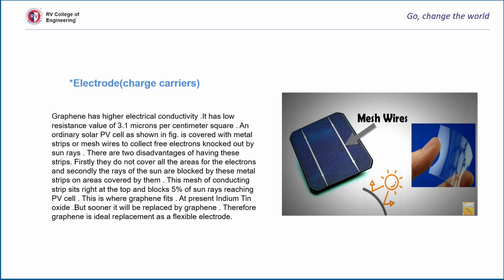At present, indium tin oxide is used in solar panels, but although this material is conductive and transparent, it is stiff and brittle. So that's the disadvantage of using indium tin oxide. It can crack when the cell is flexed, and therefore graphene is ideal. It has to be further noted that indium tin oxide is expensive, as only 5 grams of it cost a hefty price.